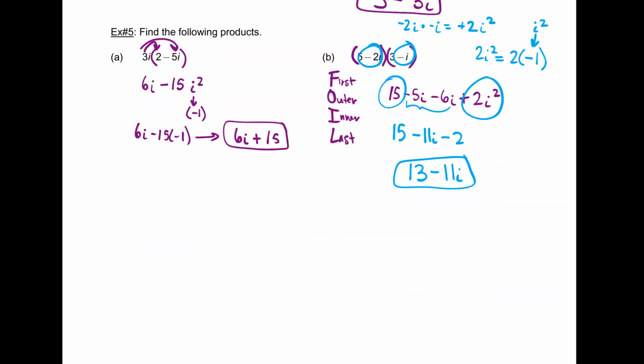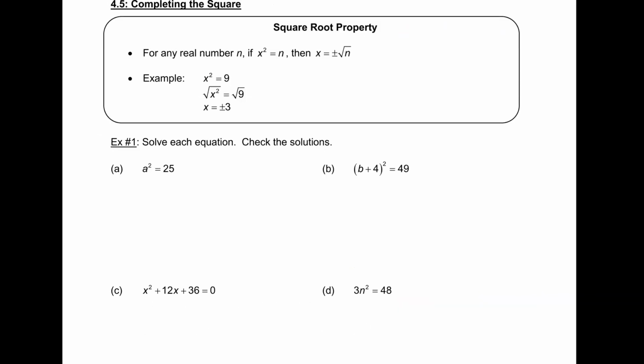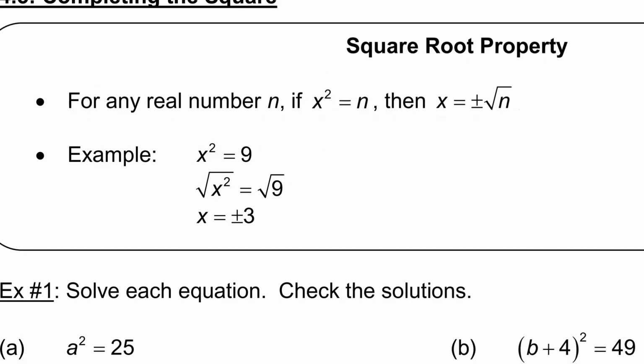So, completing the square. The square root property. For any real number n, if x squared equals n, then x equals plus or minus the square root of n. Okay, what is this saying? If you have x squared equals 9 and you're trying to solve for x, you take the square root of both sides. You have x squared equals a number, and in order to solve for x, you have to take the square root to get x by itself. You have to introduce the plus or minus.